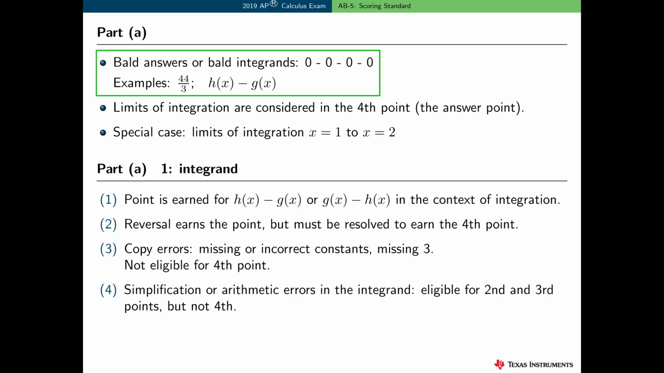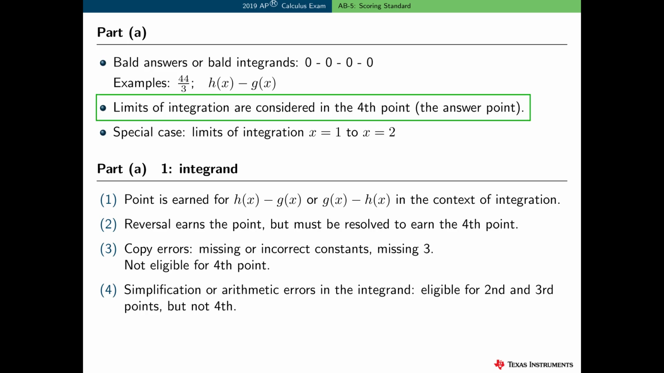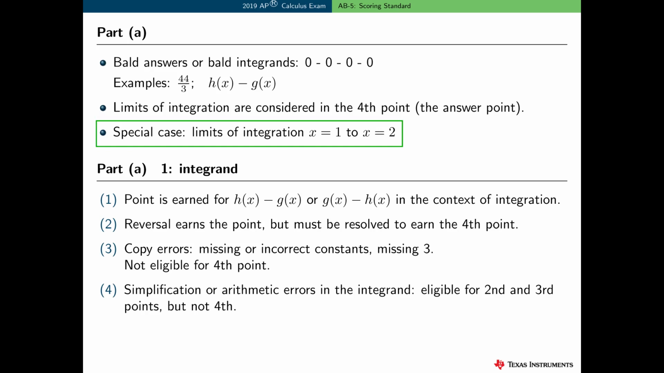Bald answers or bald integrands earn no points. For example, if the student presented just the answer 44 over 3, or just the difference h of x minus g of x, they did not earn any points. The limits of integration are considered part of the fourth point, the answer point. And there was one special case in which some students integrated from x equal 1 to x equal 2. I just want you to know that we had a fair way to score this solution.